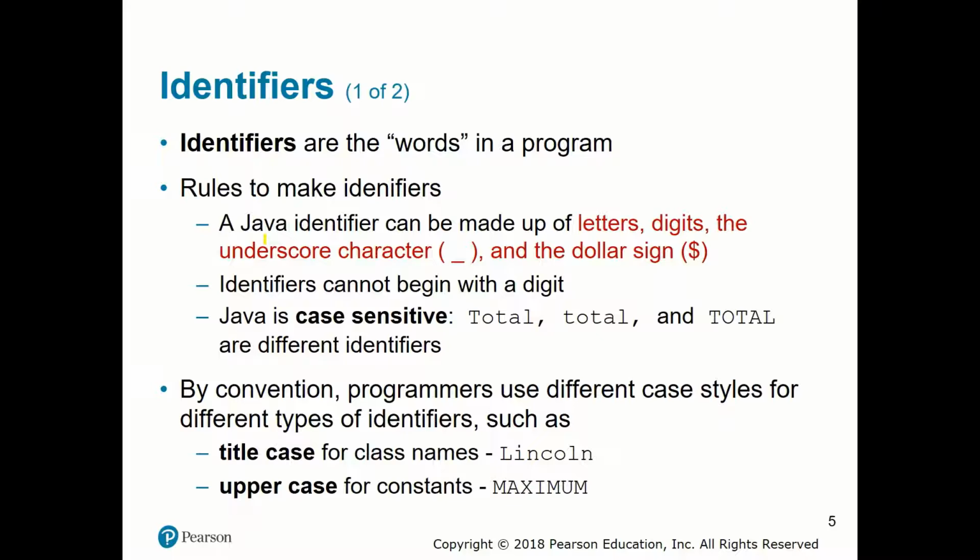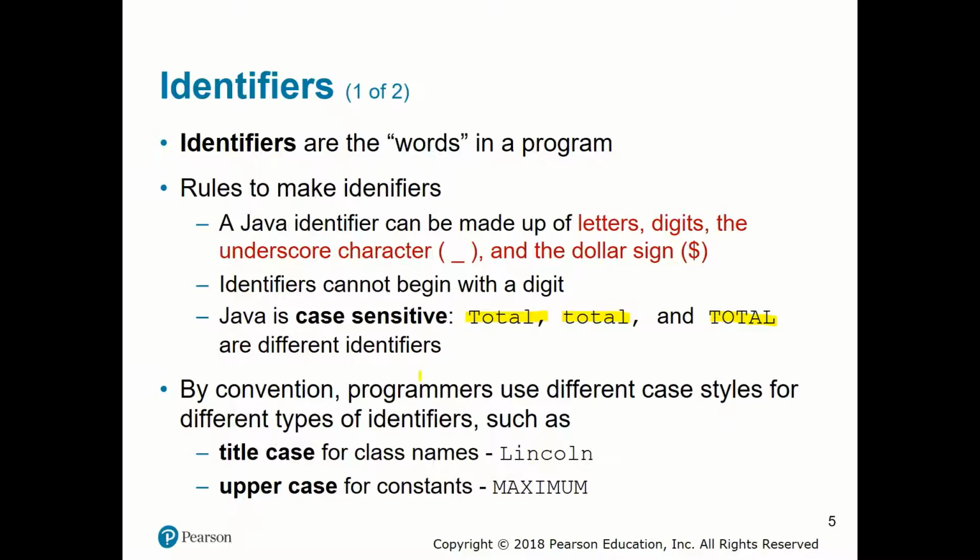A Java identifier can be made up of letters, digits, the underscore character, and the $ sign. Identifiers cannot begin with a digit. Java is very case sensitive, so these three, total, Total, and TOTAL, are different identifiers.